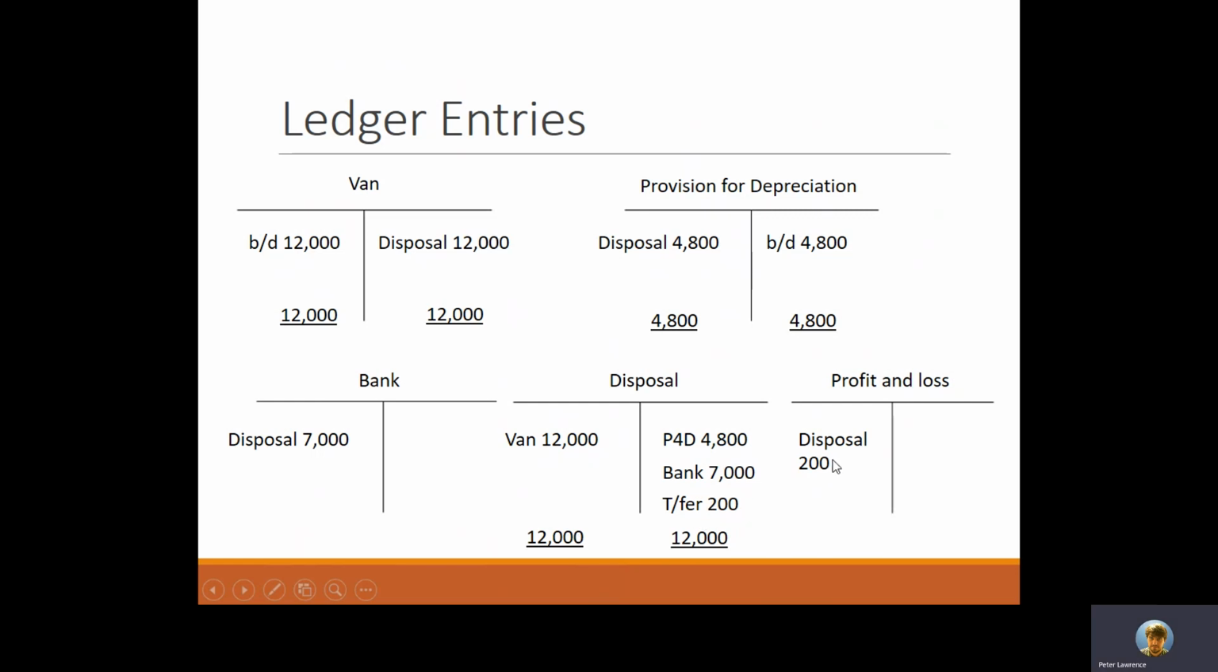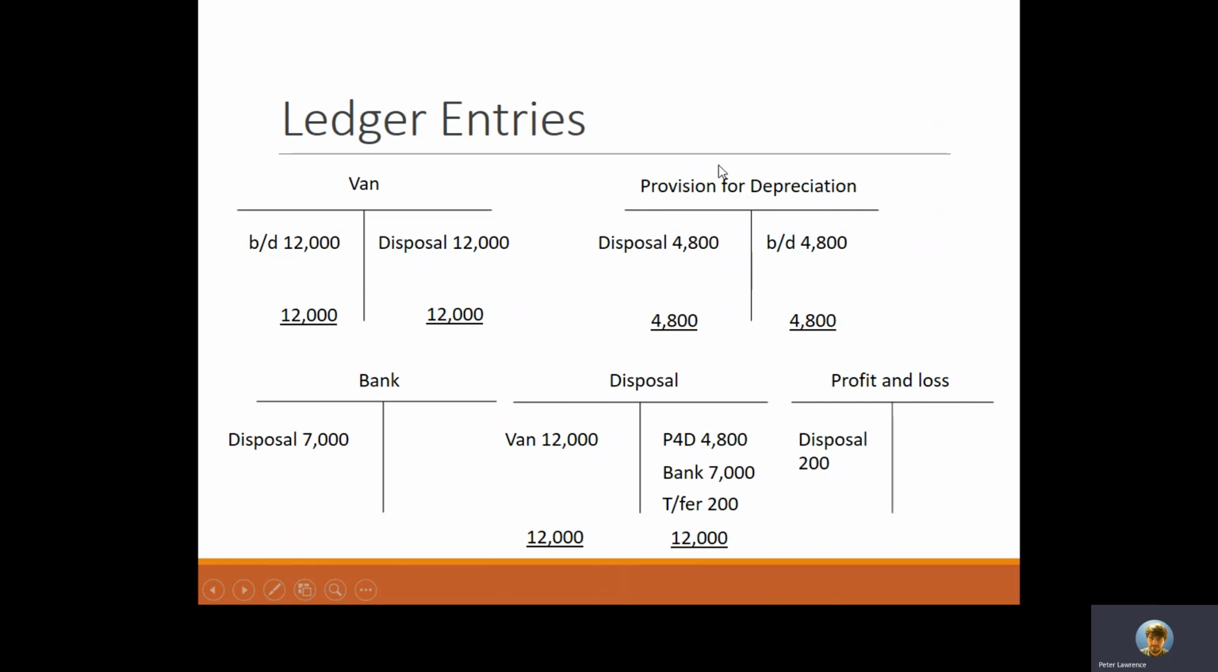So that will be transferred to the profit and loss onto the debit side, which creates an expense. So whether you do it by formula or via the ledger, you'll end up with the same answer. Obviously, the formula is a lot quicker, but it will give you the same answer as when you take it out in the ledger.